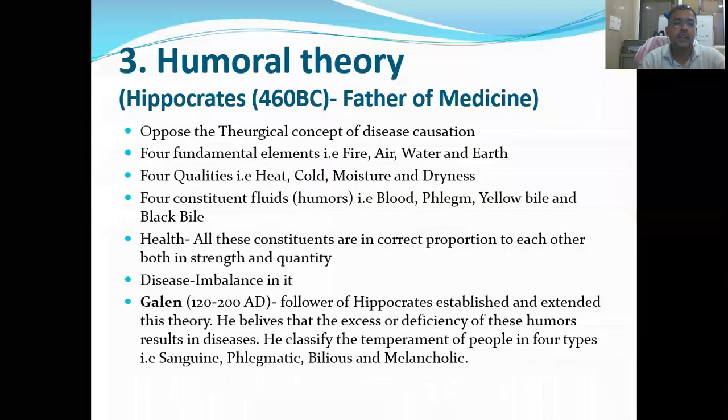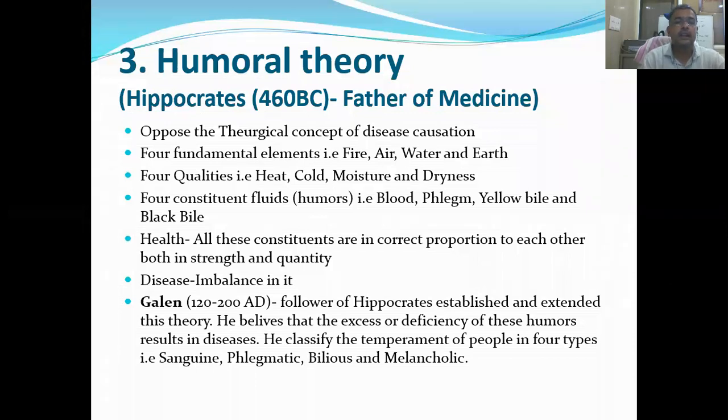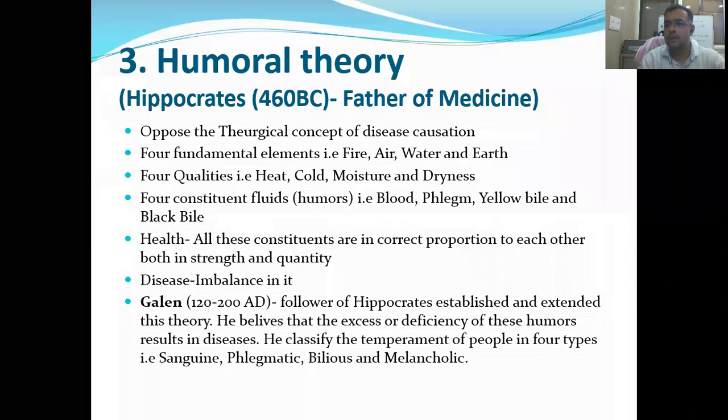So the next theory that comes is the humoral theory. Humoral theory is generally given by Hippocrates, the father of medicine. So what he told is that there is a complete balance of humors. Humors means there are four materials in our body, like blood, phlegm, yellow bile, and black bile. So these are in balance. Once that gets imbalanced, it leads to disease.